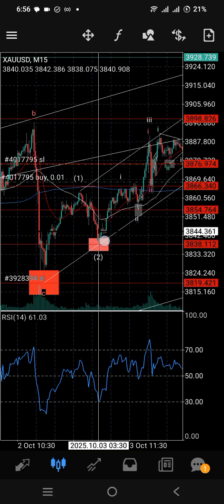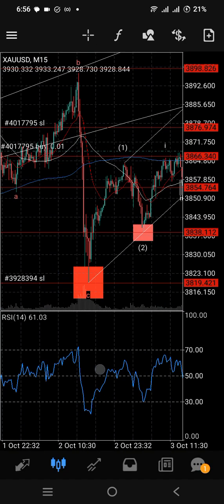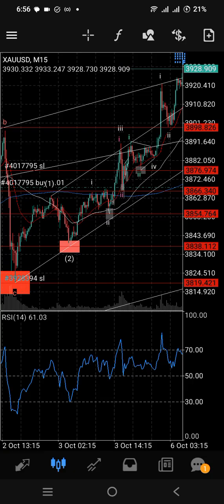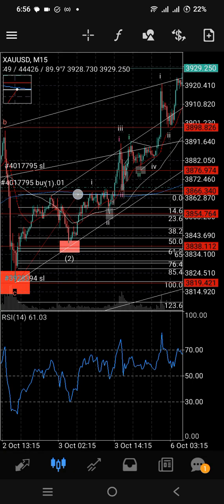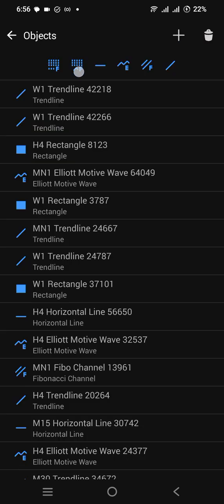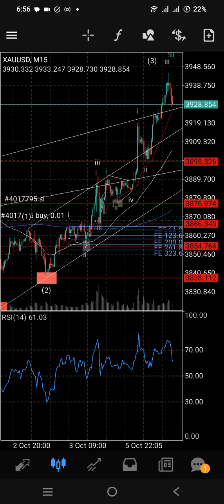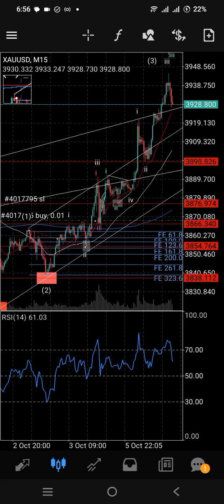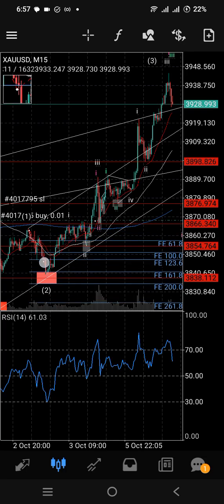Then I saw a 1, 2, 3, which fits in nicely with fib zones. As you can see, that's a 50% retracement level, and also Fibonacci targets.